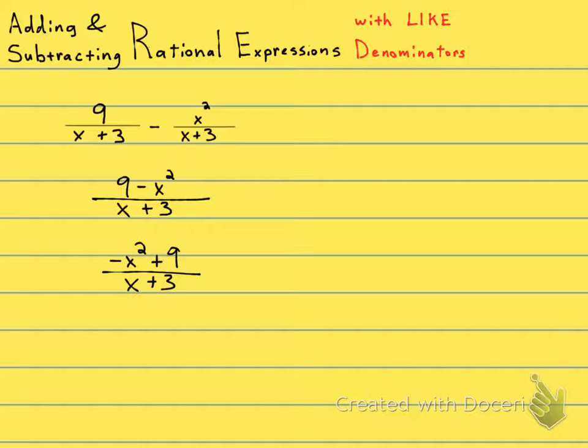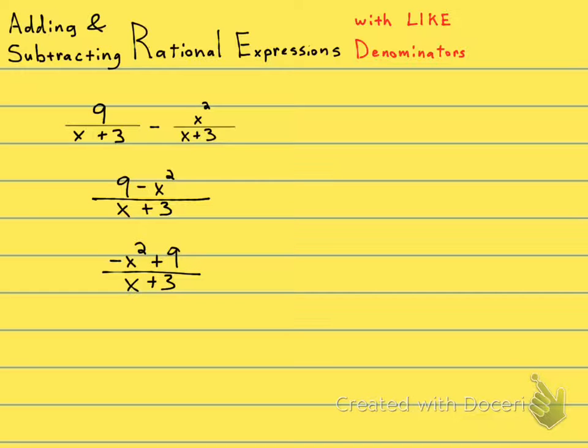Okay, remember that this negative is attached to the x squared, so it's negative x squared. And this 9 is positive, right? Do you see a minus out here? Nope, so it's positive. All right, now, look at my numerator. Now, when I move the x squared in front, it starts with a negative.